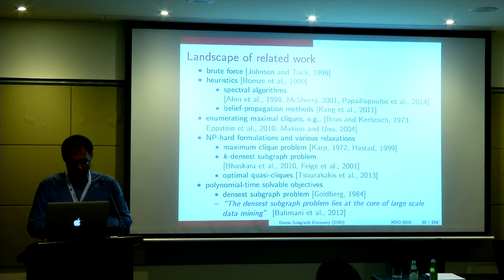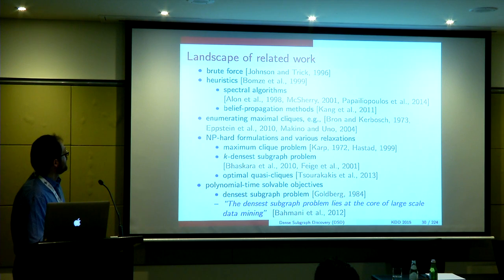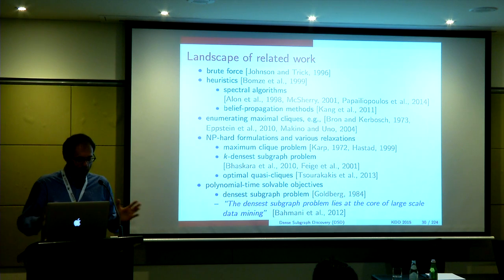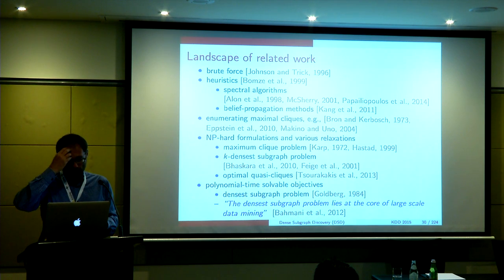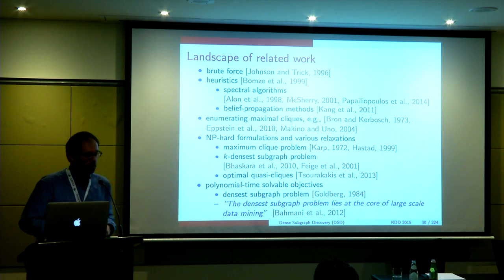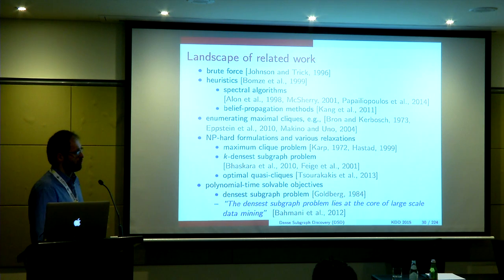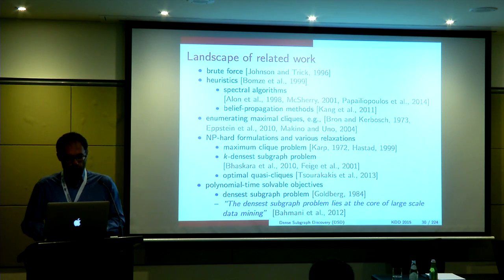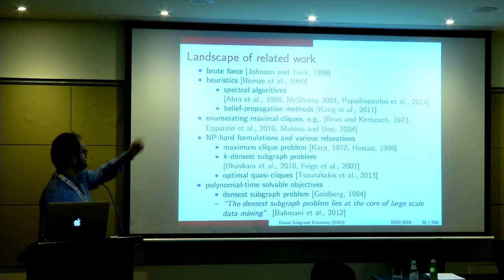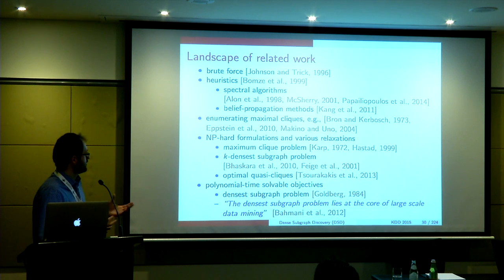Okay, and so this is the landscape of different ways and approaches that one usually addresses in this problem, the related work. So you could try to do some brute force exponential algorithm because for different settings the problem is NP hard. Or you can design heuristics, for example, based on spectral algorithms or belief propagation methods. Right? You can try to enumerate all cliques or all dense subgraphs or so on.